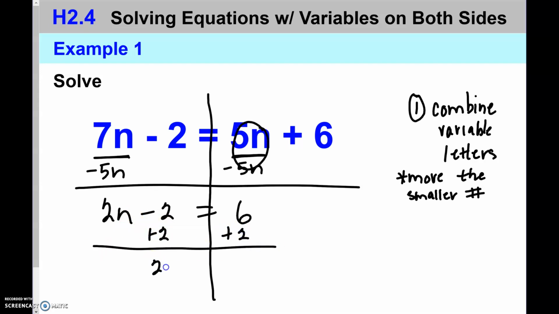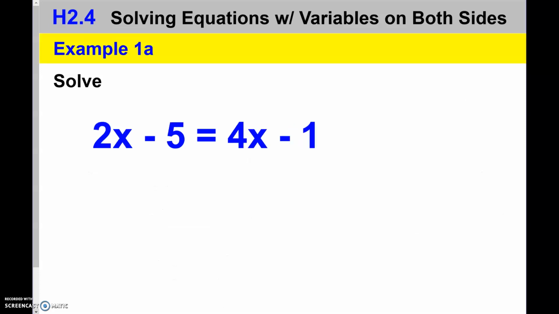Again, I show my work. So 2N equals, and 6 plus 2 is 8. Now this says 2 times N, so the opposite of times is divide. I'm going to divide both sides by 2, and N equals 4. So my first thing is to combine my variables, and I'm always going to do the smaller one, either by adding or subtracting. Then we can make different decisions as the problem goes on, but this is how I'm going to start all of these problems.